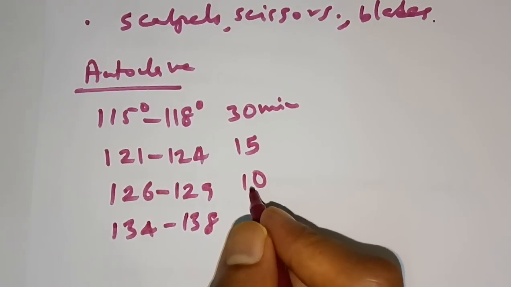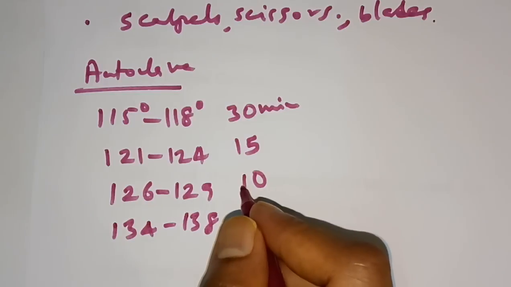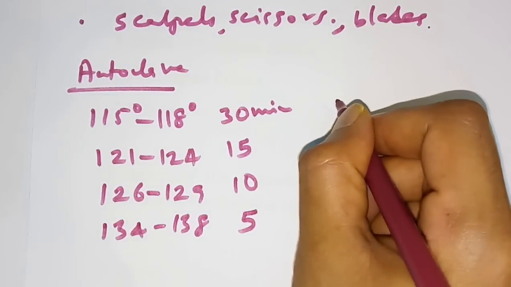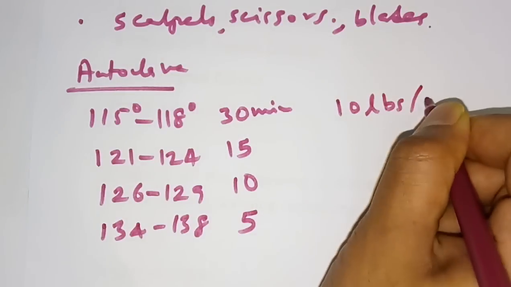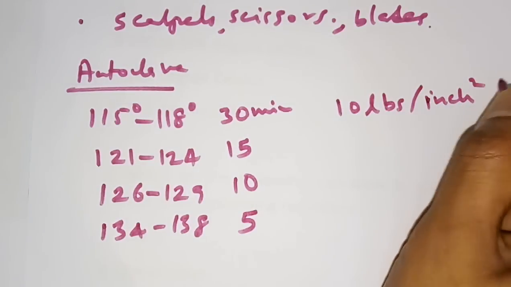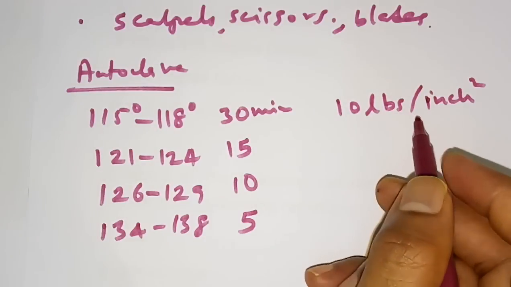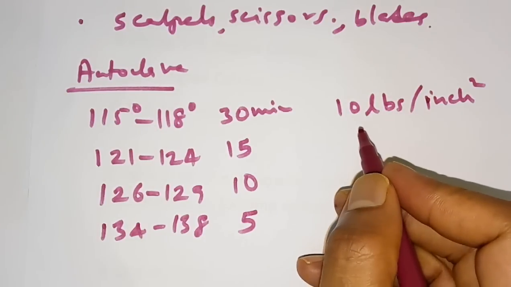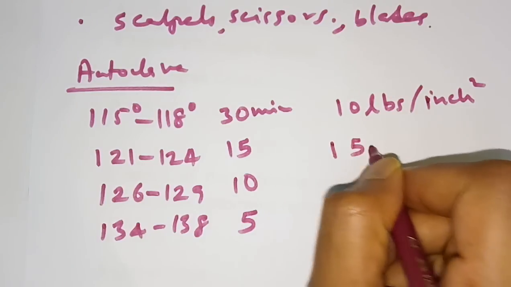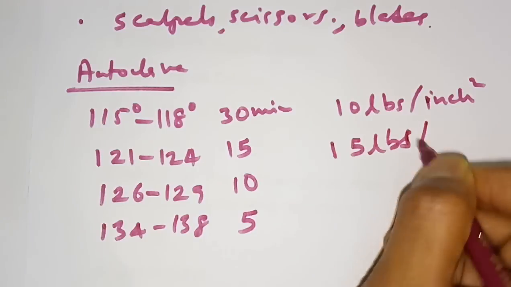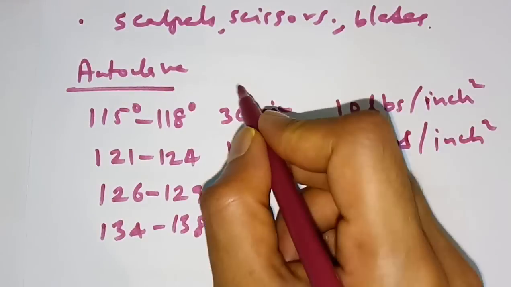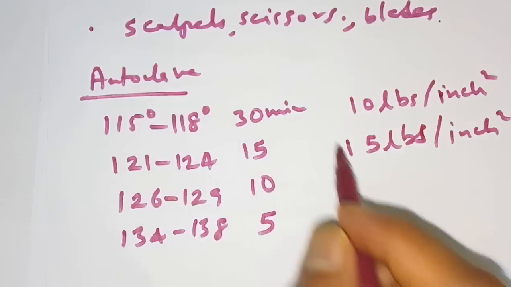Here the desired pressure is mentioned: in the case of 115 degrees Celsius, it is 10 lbs per square inch. For 121 degrees Celsius, it is 15 lbs per square inch. This is the pressure, this is the time, this is the temperature in the case of autoclave.